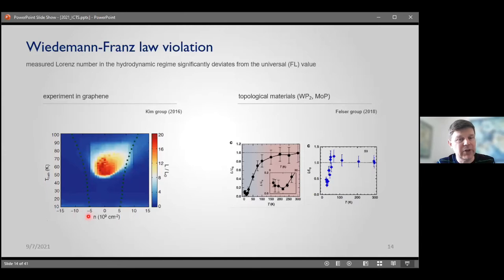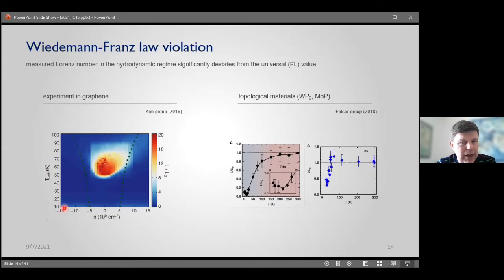Here on the left is the experiment done at Harvard on the thermal conductivity and the Wiedemann-Franz law in graphene, where you can see that the Lorentz number exceeds the standard free electron value by a factor as much as 20 in this intermediate regime, which is close to the Dirac point, so close to zero charge density, and an intermediate range of temperatures, which we've been talking about so far.